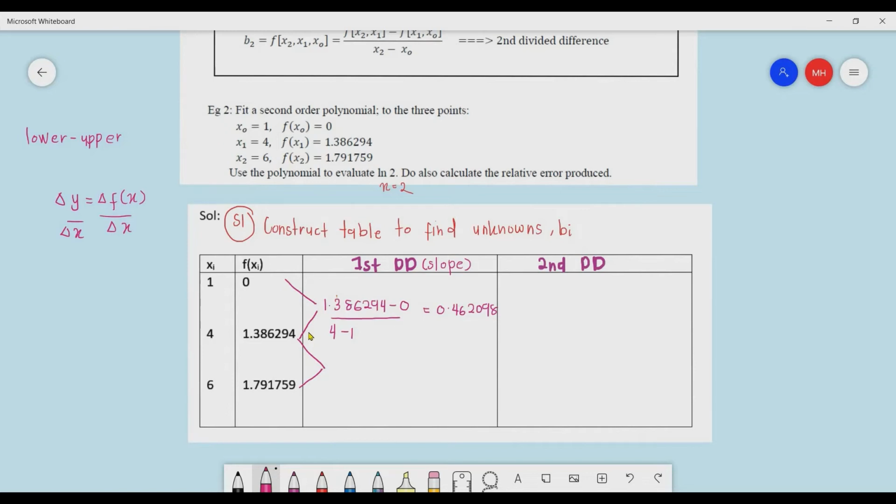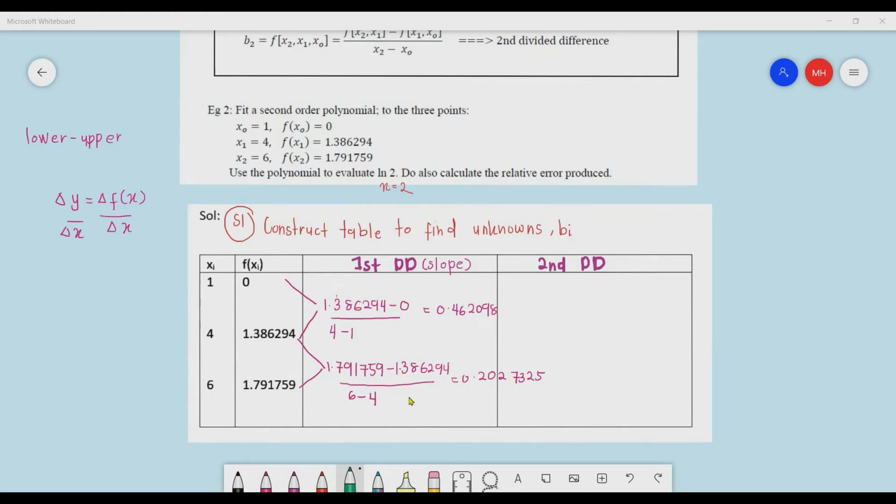Always lower minus upper, lower minus upper. So 1.791759 minus 1.38624 over 6 minus 4. So the answer is 0.2027325. This one is for the first divided difference. Now we proceed to the second divided difference.